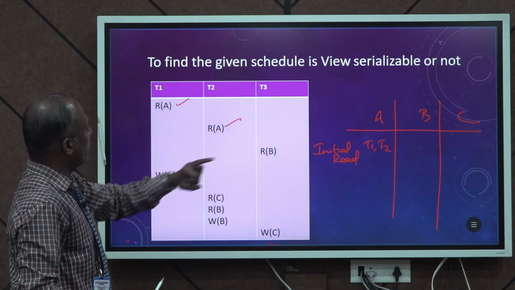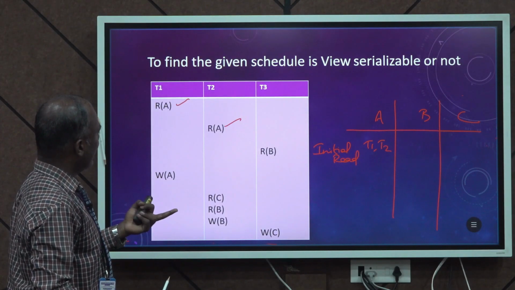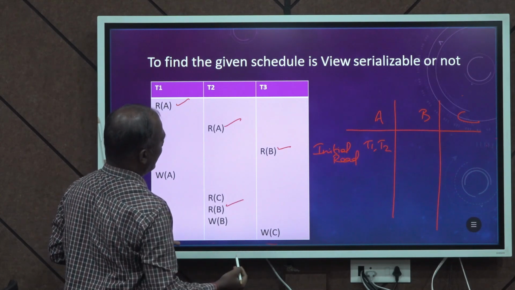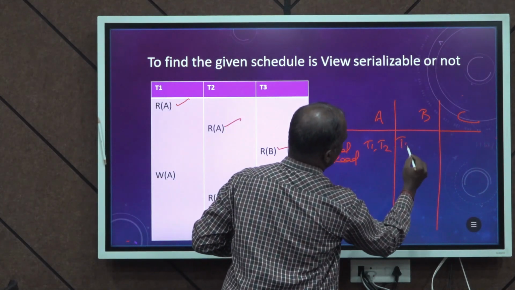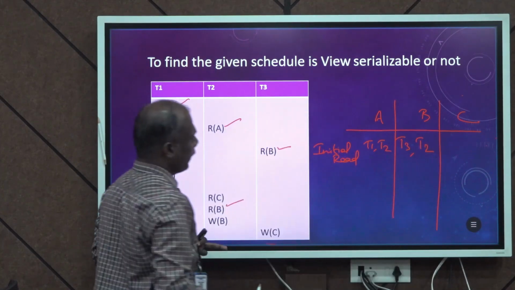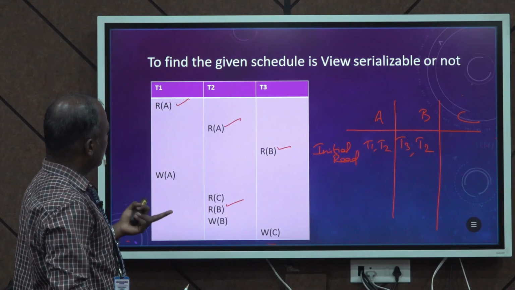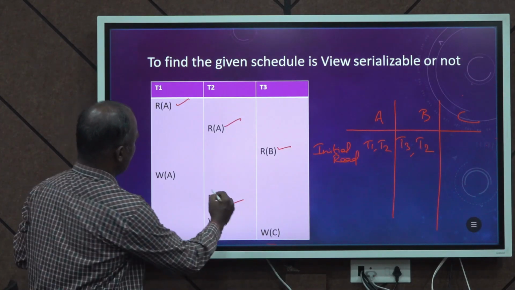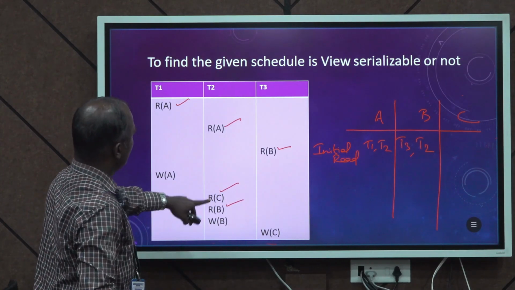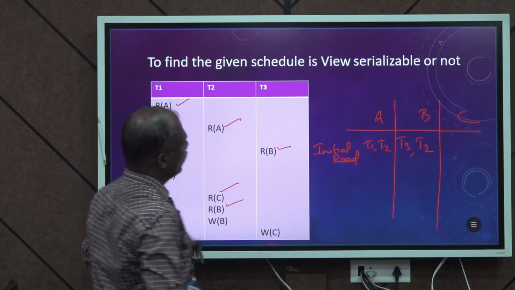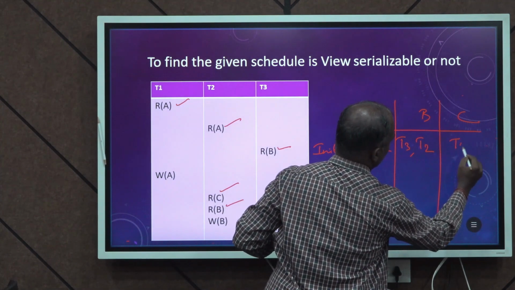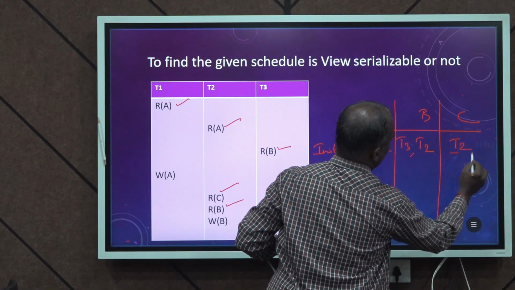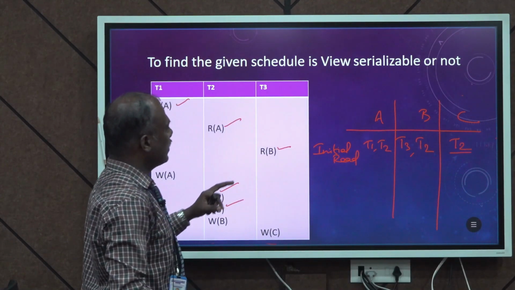Then for the data item B, where did it happen? T3 and T2 happened, so we mention T3, T2. Then for the operand C, where did the initial read happen? The read happens at transaction T2, so we mention the C operand as T2. So this is called initial read.